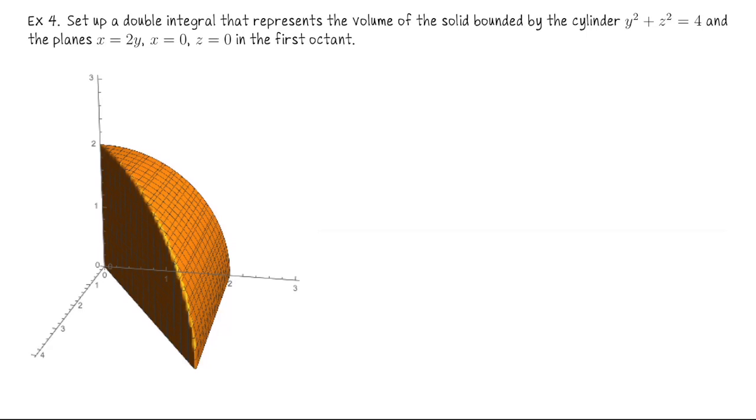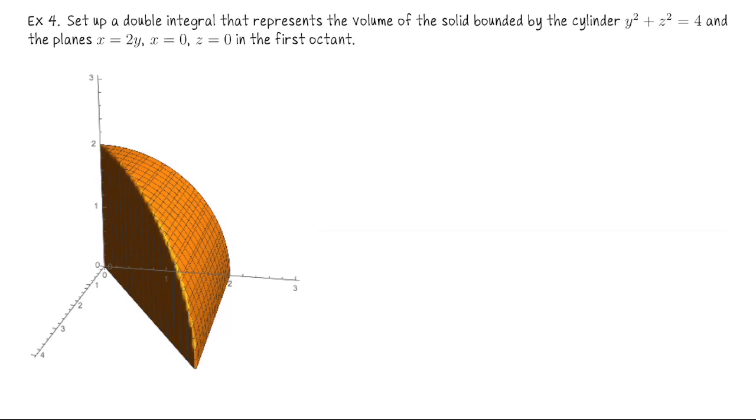Let's set up a double integral that represents the volume of the solid pictured below. That's the solid bounded by the cylinder y squared plus z squared equals 4, and the planes x equals 2y, x equals 0, z equals 0 in the first octant. I've given you the picture of the solid whose volume we would like to compute. Let's go through and identify these bounds.